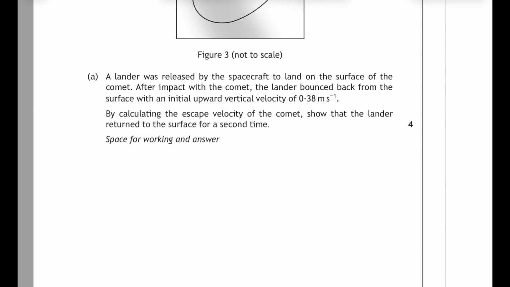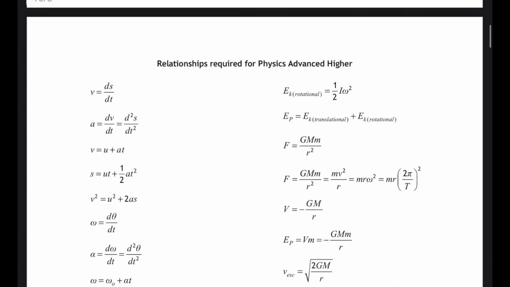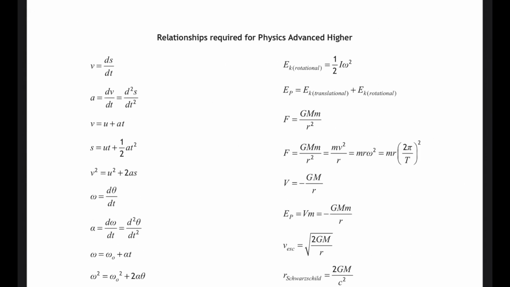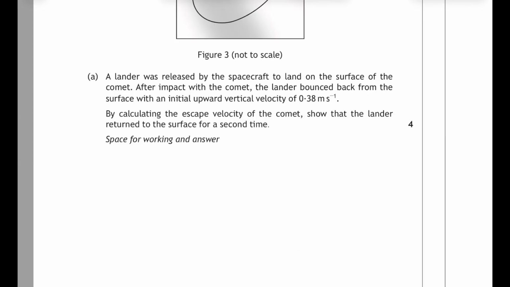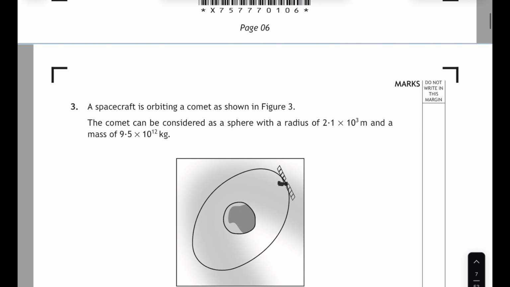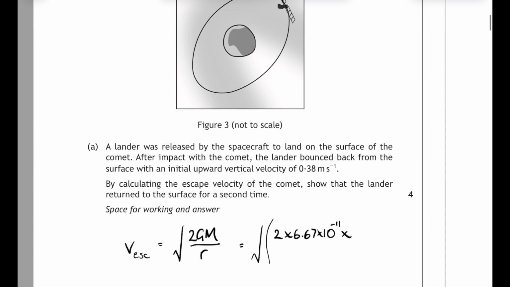Well, there's that word calculate, so let's go straight to the relationship sheet and find the relationship for escape velocity. There it is, so let's write that down first and then see what values we need to substitute into this relationship. So it's the square root of 2GM over r. Big G you'll find on the data sheet. That's 6.67 times 10 to the minus 11. And M is the mass of the comet, 9.5 times 10 to the 12 kilograms.